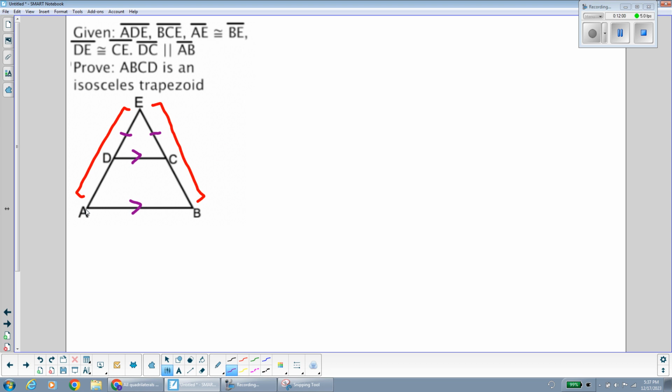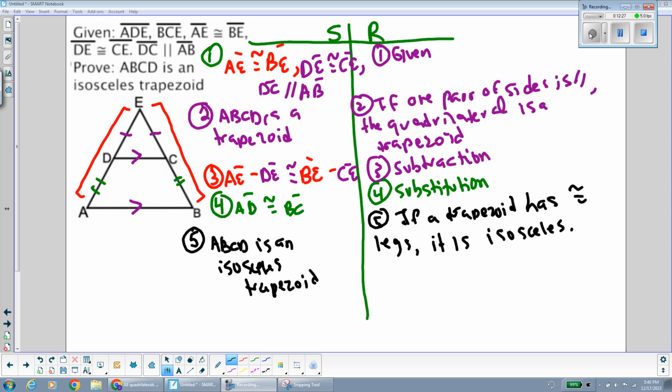And I can get that because I have these longer segments and I can make them shorter with subtraction. If I take AE and I subtract off BE, I'll be left over with AD, which is one of the legs of the trapezoid. And if I take BE and I subtract off EC, I'll be left over with BC, which is the other leg of the trapezoid, and I'll be able to prove it's isosceles. I'm going to pause the video and write up this proof. You should try to do the same.